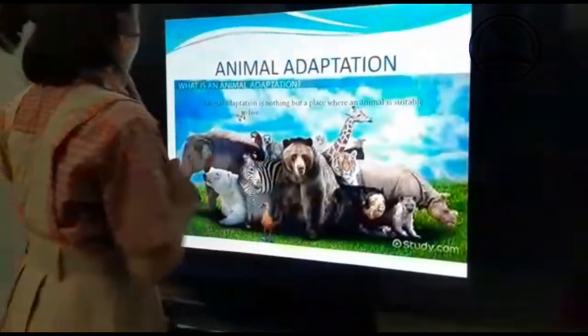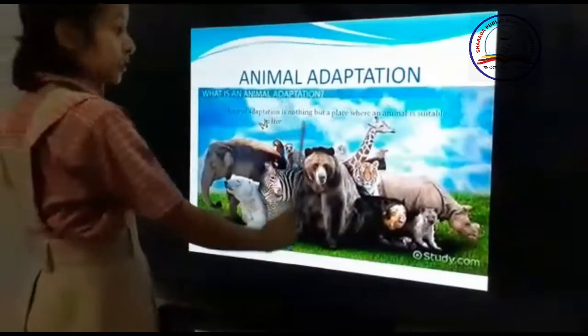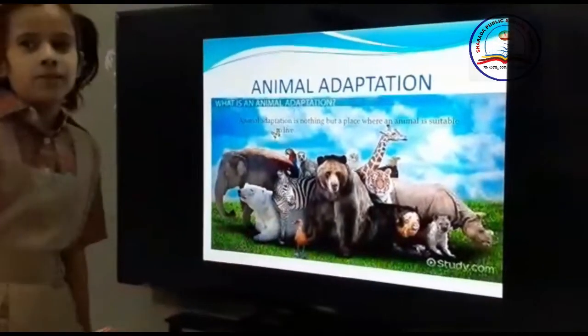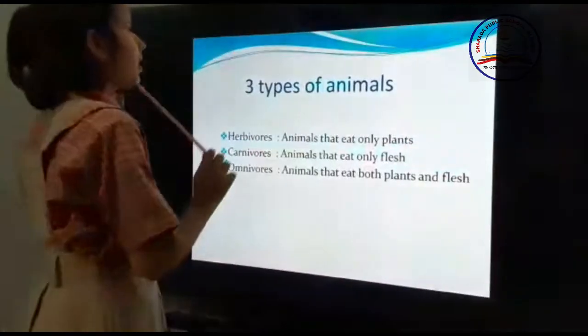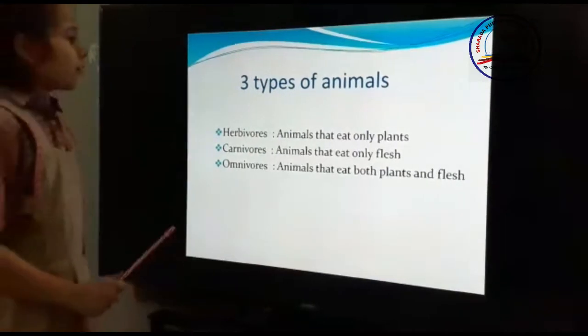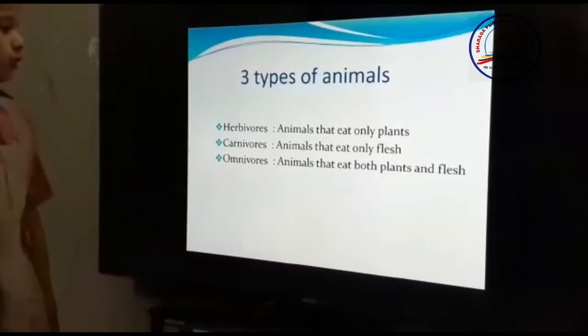Animal adaptation. What is an animal adaptation? Animal adaptation is nothing but a place where an animal is suitable to live. There are three types of animals: herbivorous, carnivorous and omnivorous.